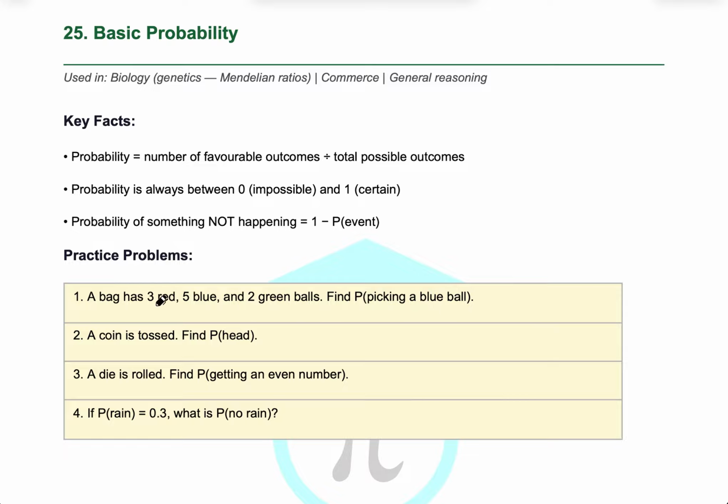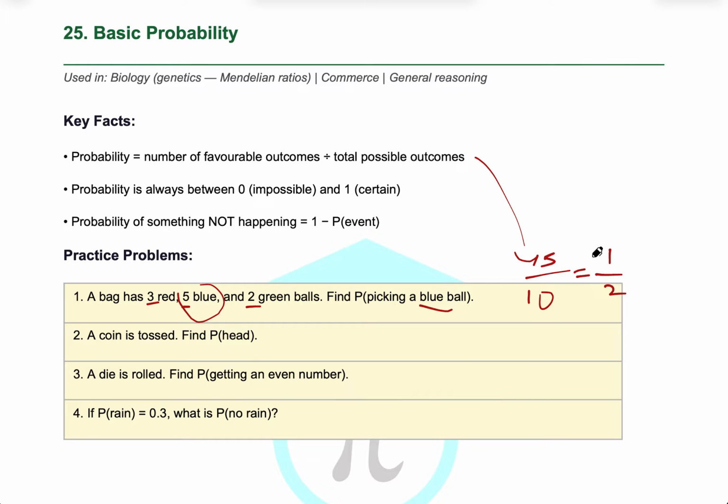So in this situation, you can have 3 red, 5 blue, and 2 green. All the total possible outcomes that we can have here will be 3 plus 5 plus 2. That gives the total number of the balls that we have here, and that will be 10. Total possible outcome is 10 in this place. What is the number of favorable outcomes? If I'm picking a blue ball, it is possible for me to pick 5 blue balls. So the probability of picking a blue ball will be 5 divided by 10, which is the same thing as 1 over 2. So now, what is the probability of not picking a blue ball?